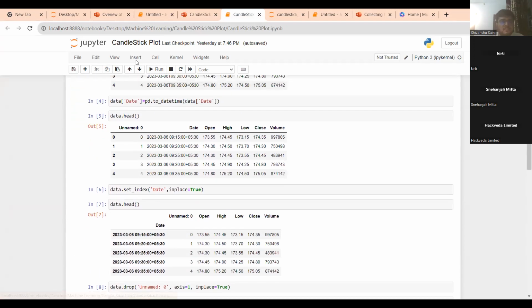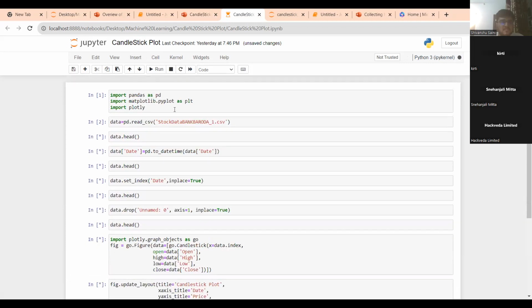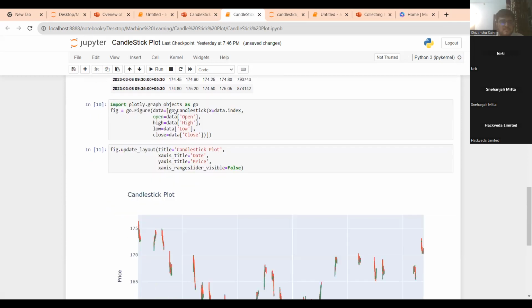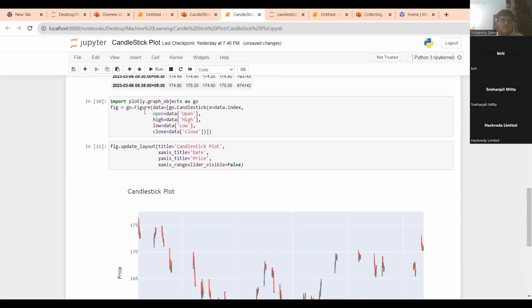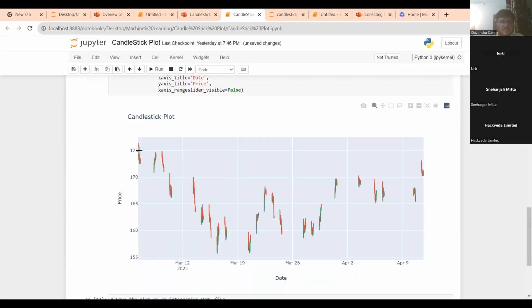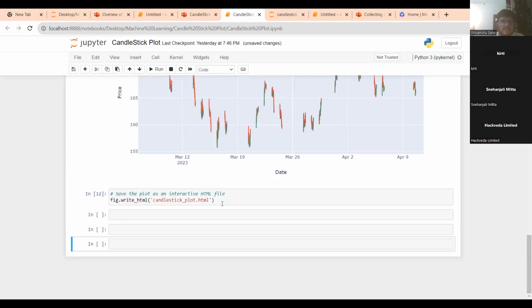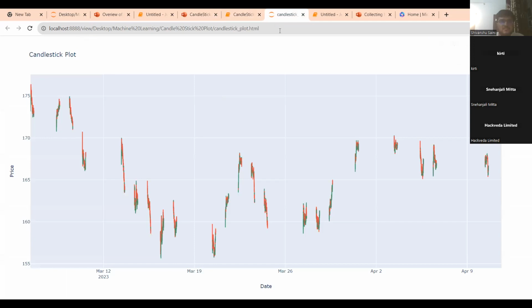Sorry, I have to run all this. One minute. See here, this is the candlestick plot which we get after plotting for the Bank of Baroda dataset. Here one can see high, low, and open like this. Then I have saved this candlestick plot as an HTML file. Here is the HTML file on localhost.